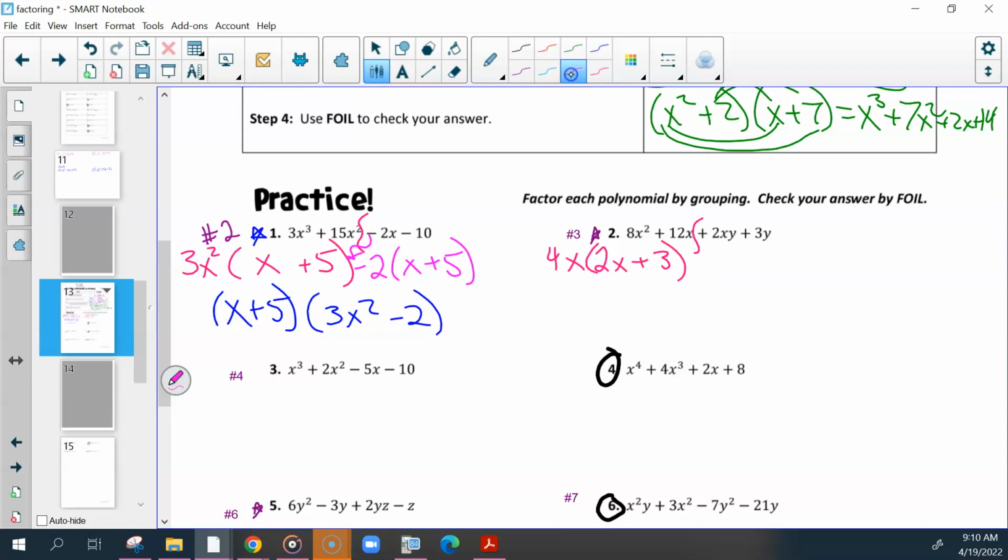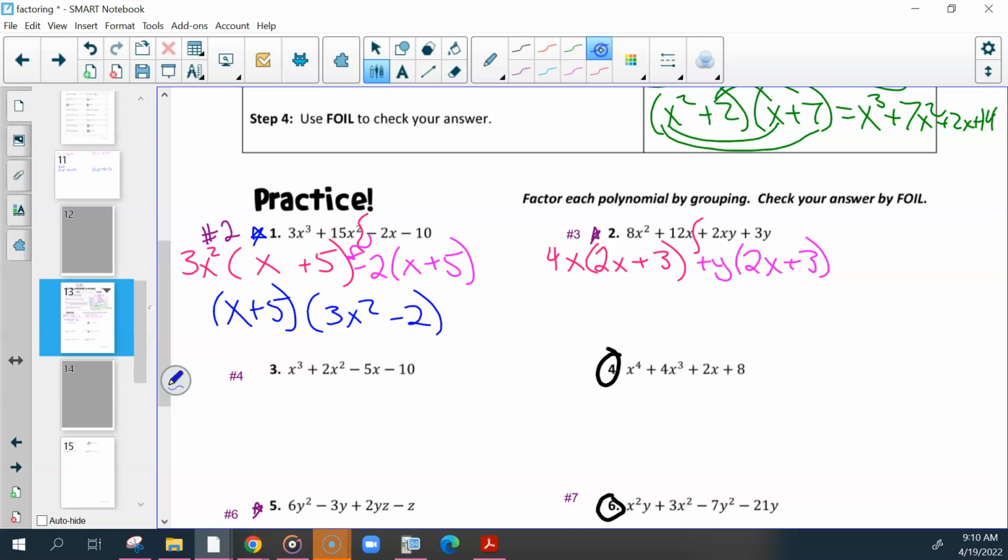What could we divide out of the last 2? Y. Positive y. And what would be left? 2x plus 3. As you're doing this, you can almost assume what that second inside is going to be, but at the same time, don't assume what it's going to be. Make sure it actually works out.